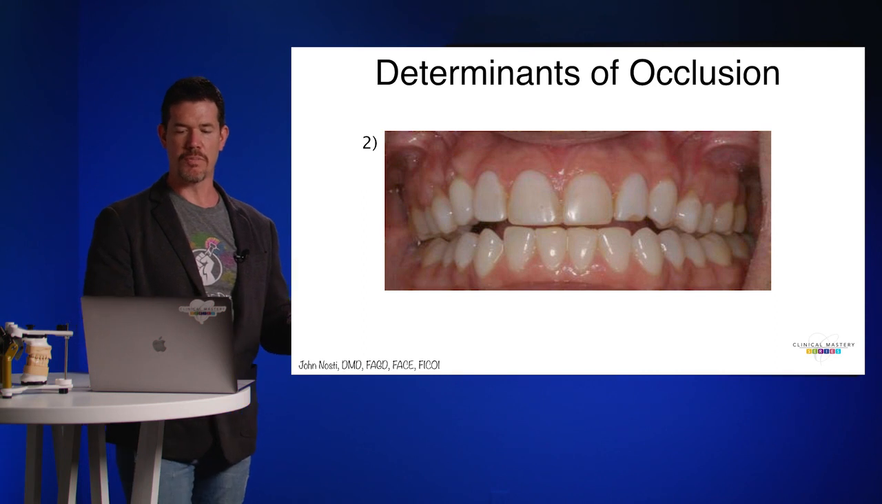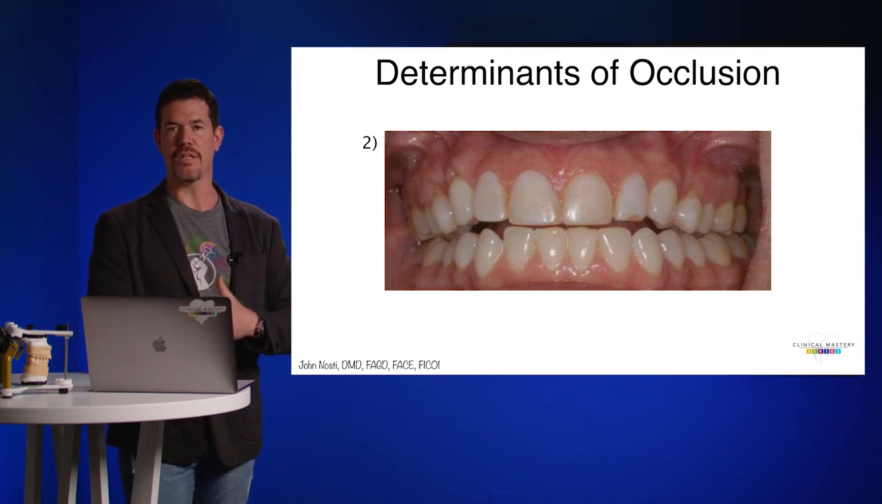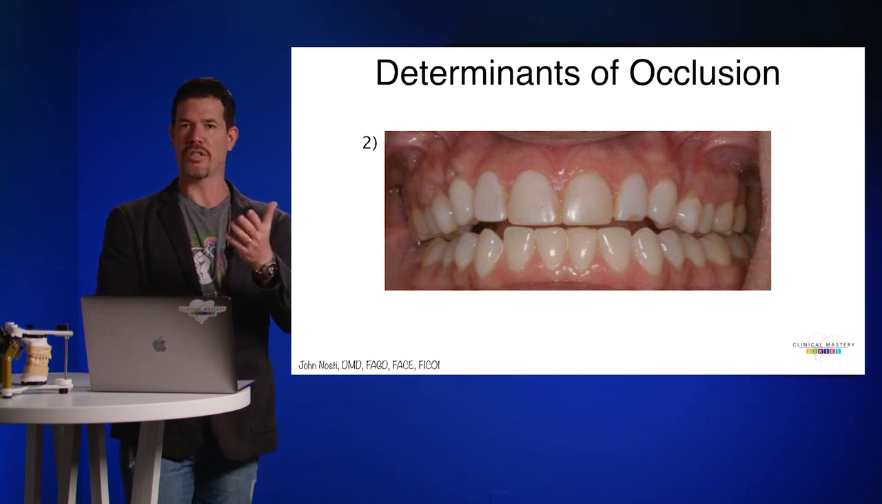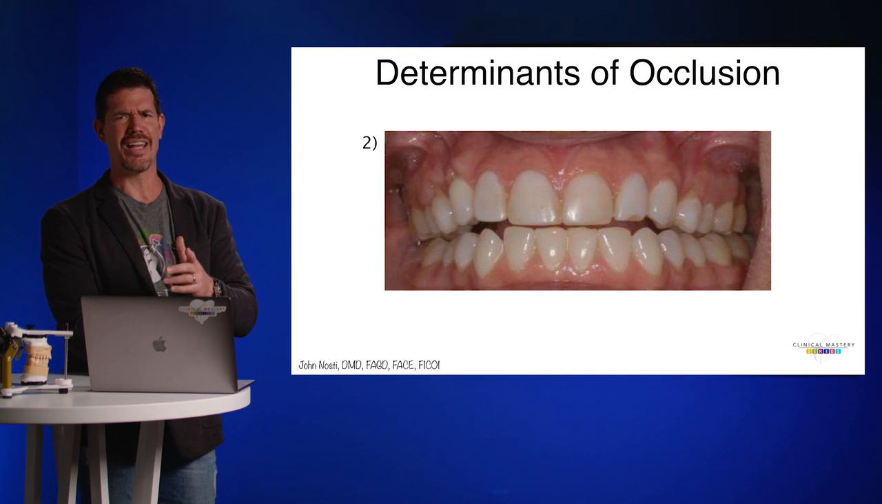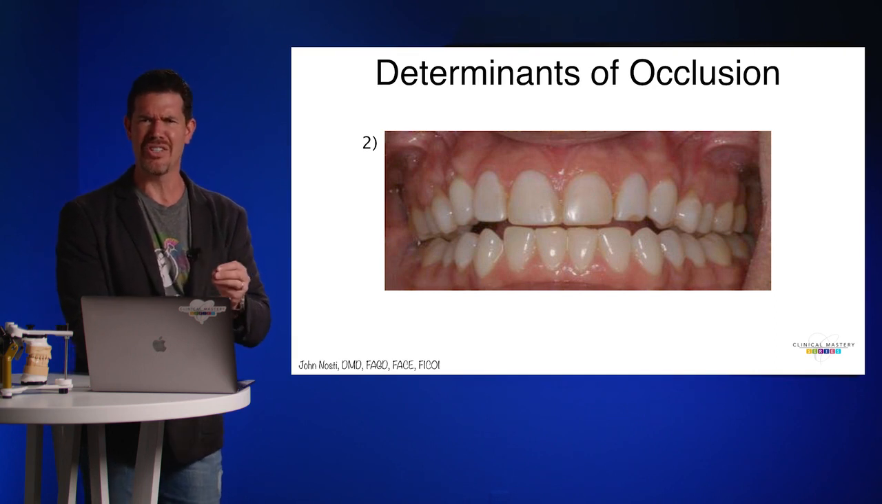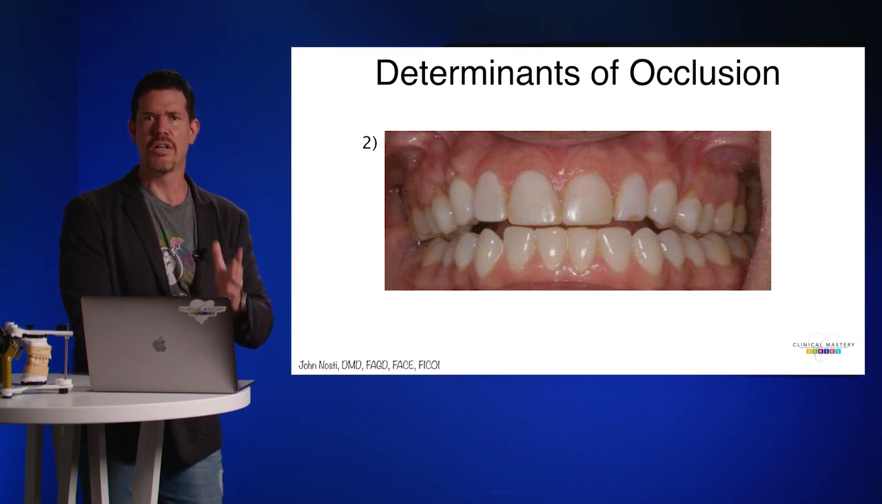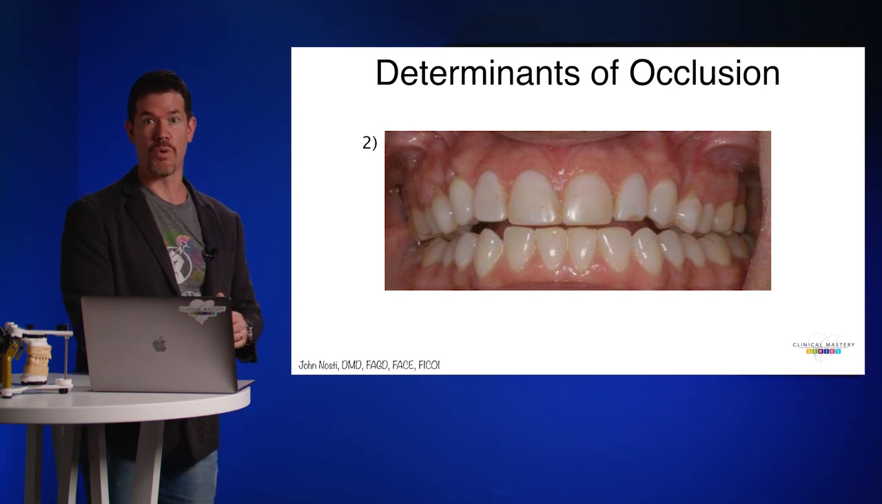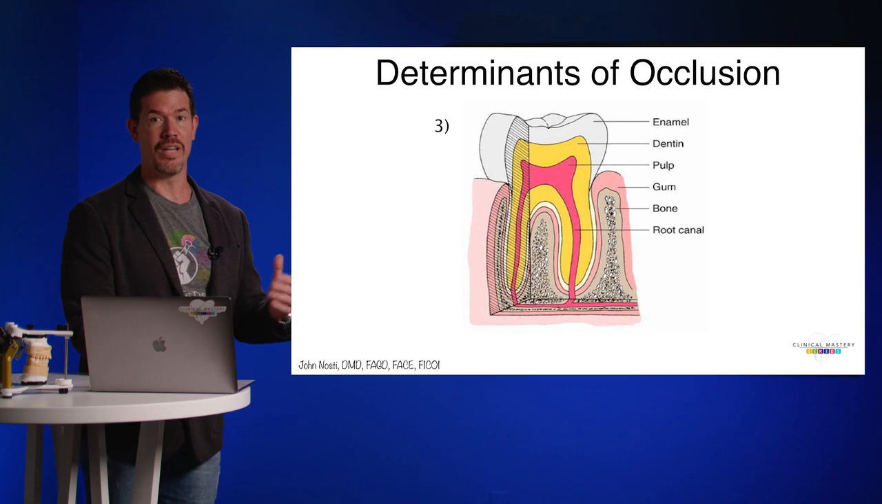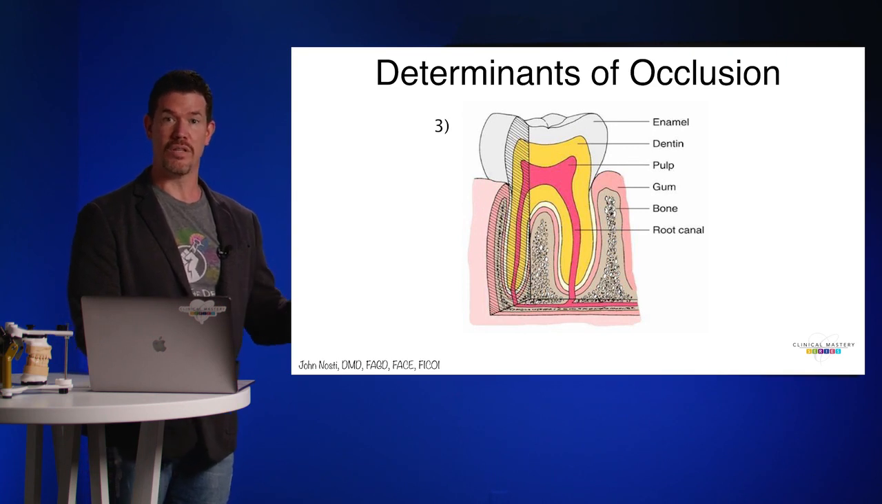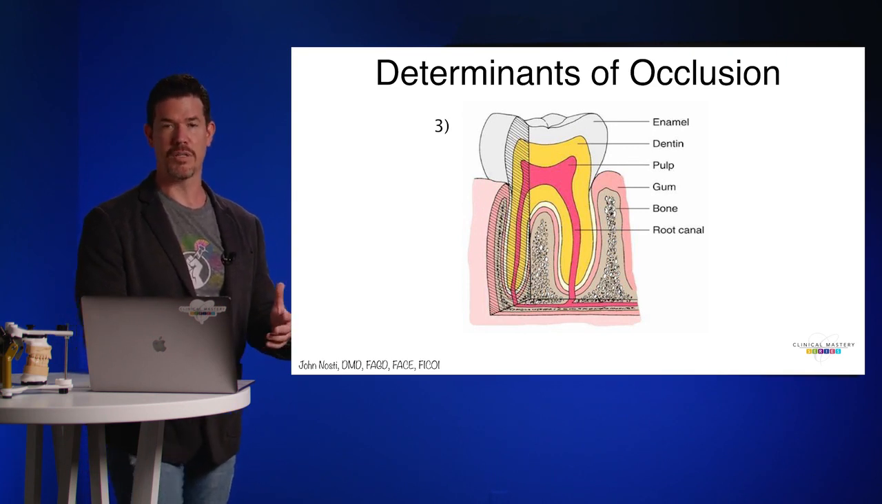So we can see here in this picture, this patient has a discrepancy between CO and MI, just like you may have at home. But is that important to understand? Is that important to change? Do we have to change it? Let's talk about that moving forward. Because as I said earlier, 99% of the population will have a discrepancy between centric occlusion and maximum intercuspation.